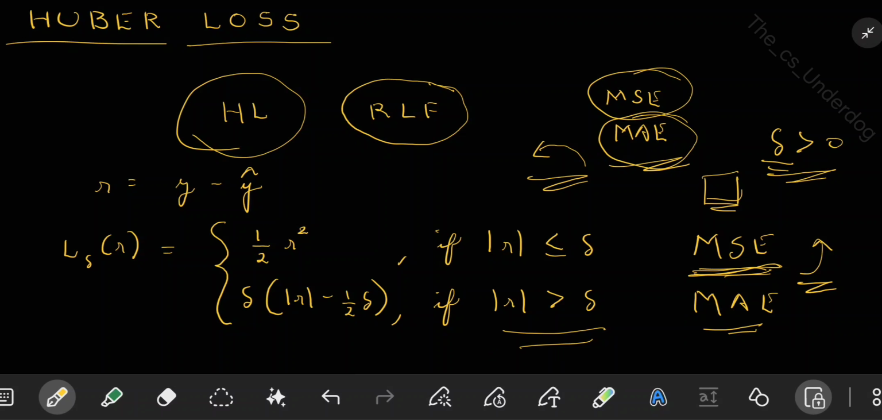Whenever error is larger, it is greater than delta, then you are going to use MAE formula, which means larger errors will not be penalized heavily. So this would mean outliers won't blow up the loss. This is the whole point. It is robust against outliers. So what did you understand now? Now you understood that Huber loss is quadratic near 0. If you look near 0, there it is quadratic. But if you go far away from 0, then it is linear. This is the point.